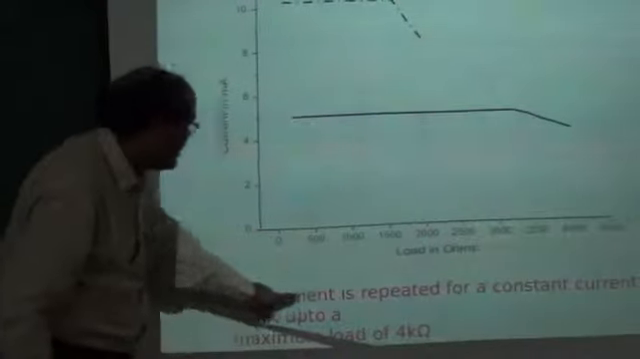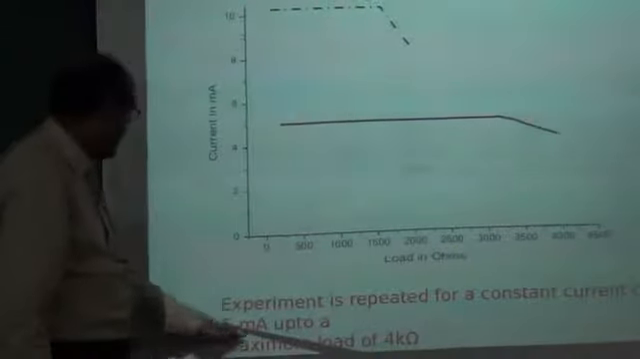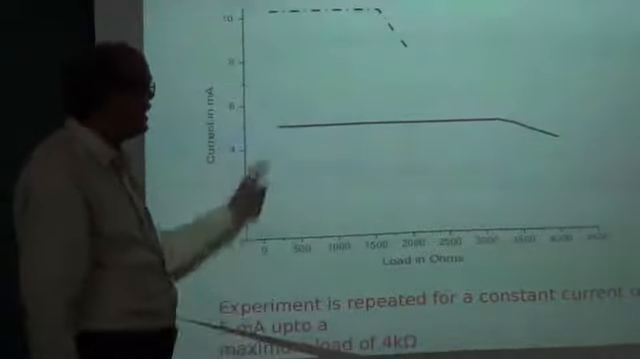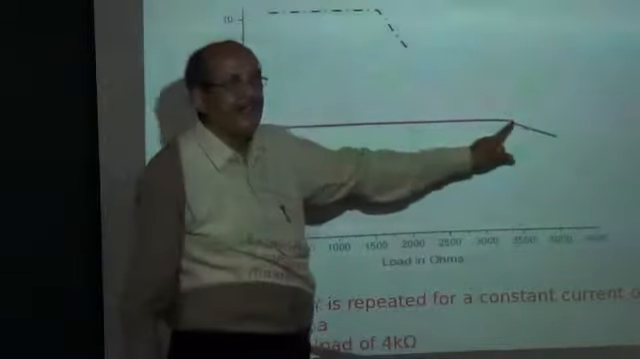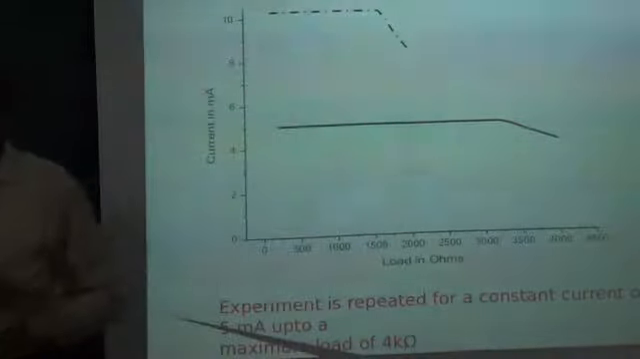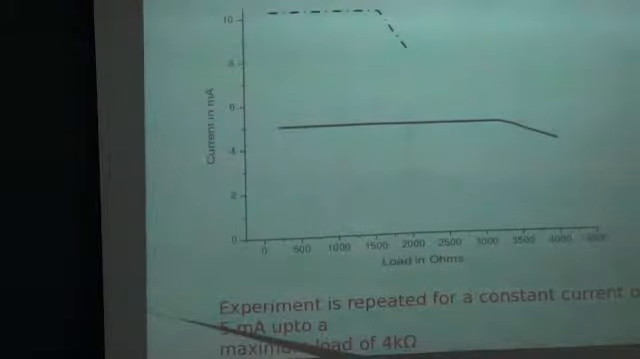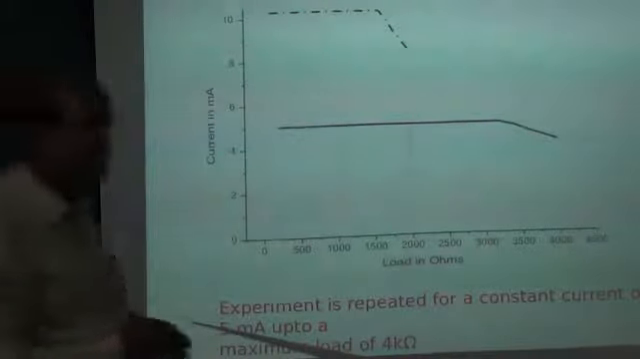Now you change the current. The experiment is repeated for another constant current of 5 milliampere. We reduce the current and we see that we can force the constant current source to act over a larger resistance range as a constant source.